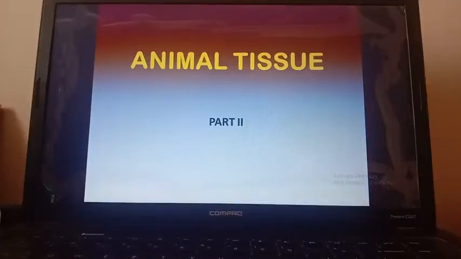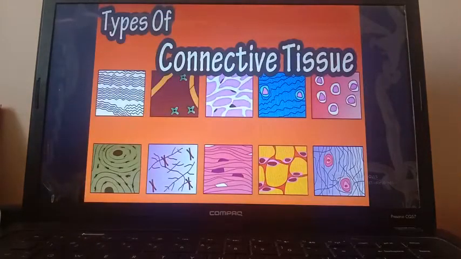Hello students, in our last biology session we had talked about epithelial tissue. In today's session we are going to discuss the next animal tissue, that is connective tissue, and the types of connective tissue also.